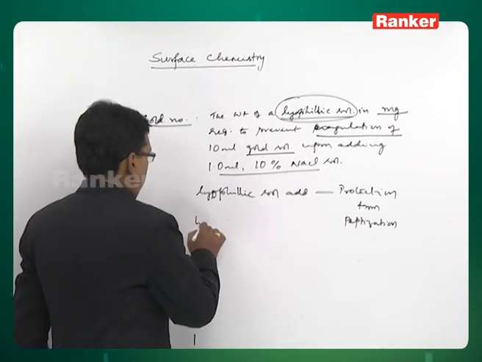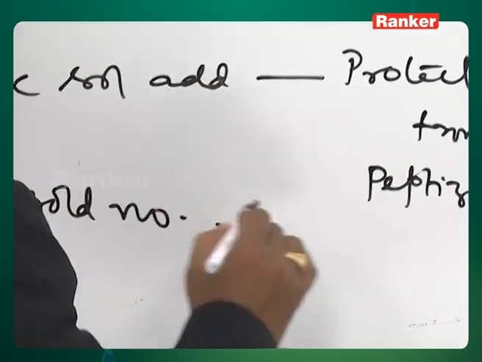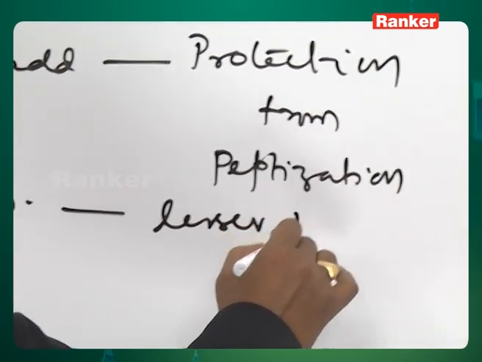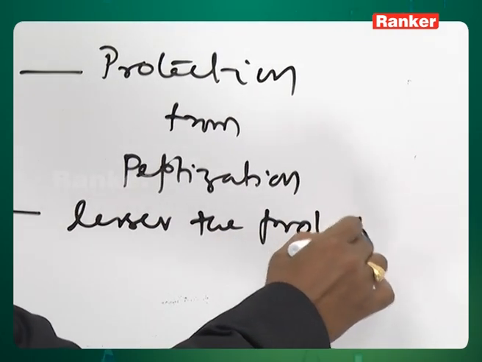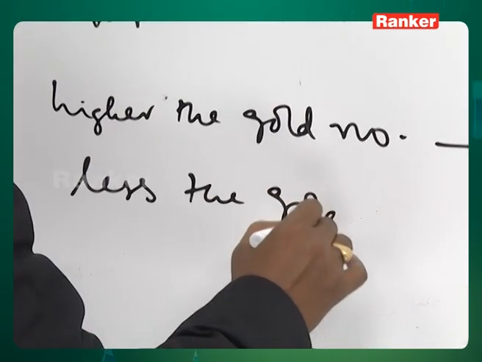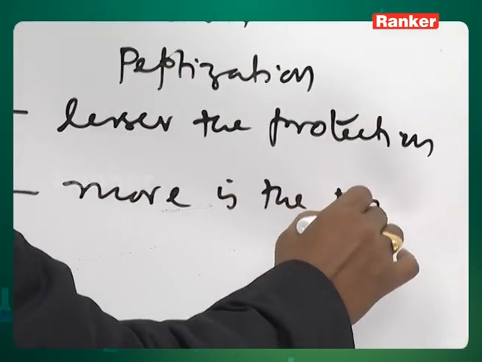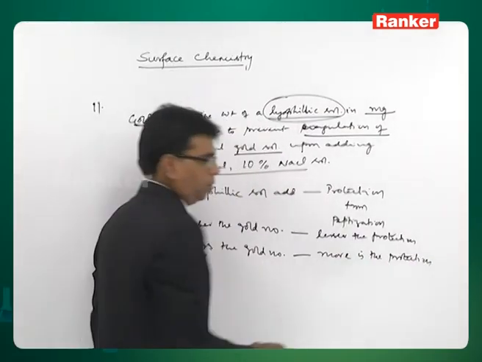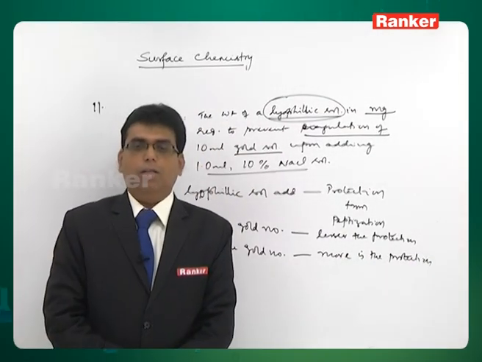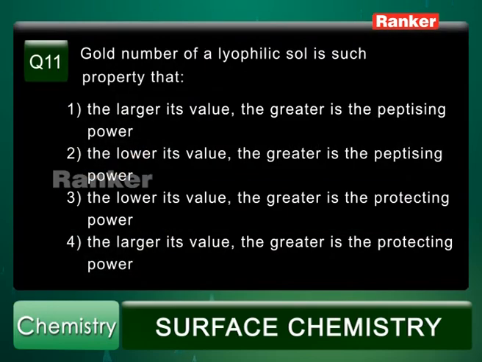So, the higher the gold number, the lesser is the protection, or the other way around, the lesser the gold number, the more is the protection. In the given options, in option 3, the lower its value, the greater is the protecting power. Therefore, option 3 is the correct answer. The remaining are wrong answers.